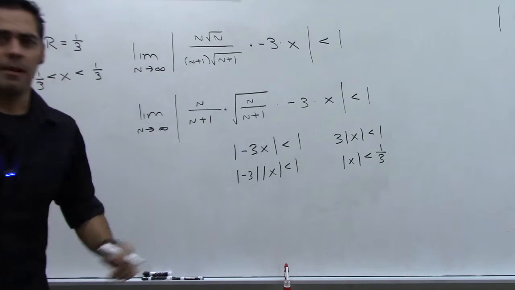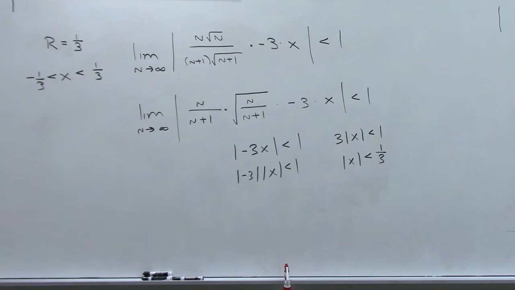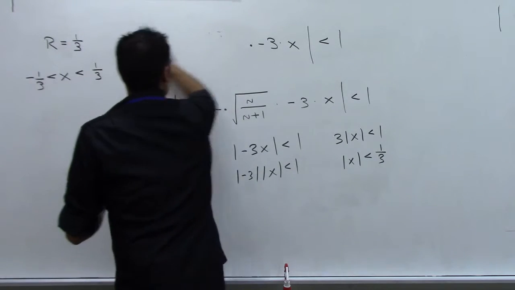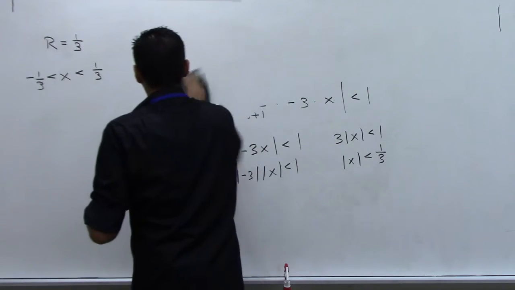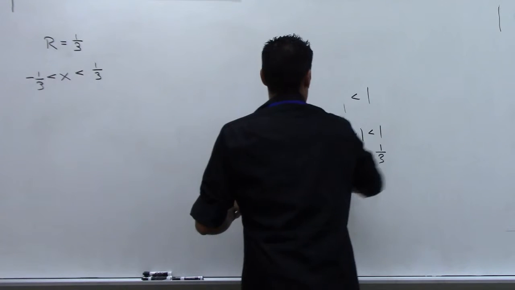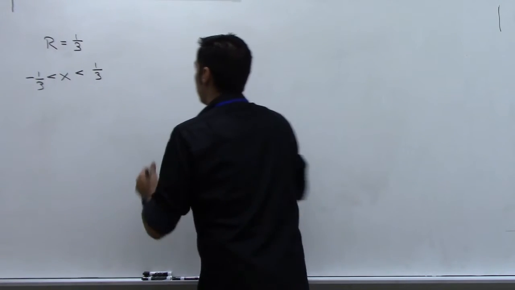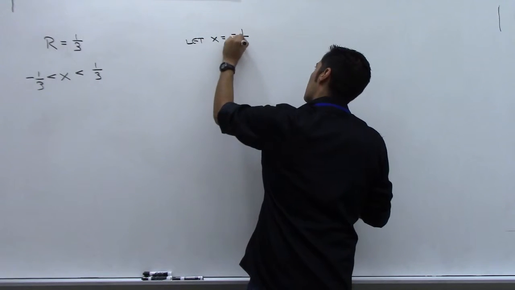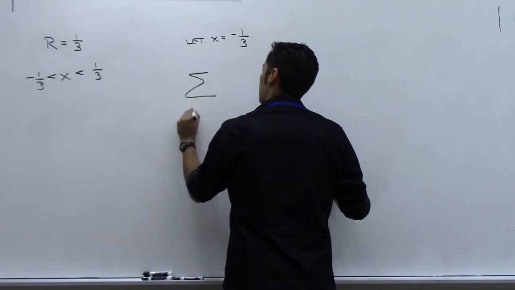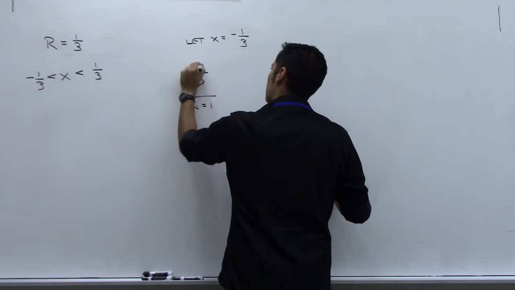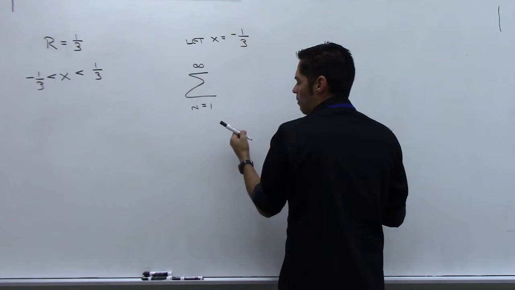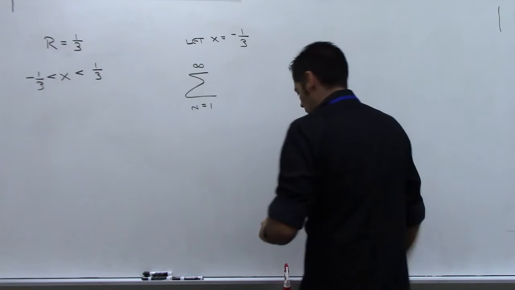But make sure it's coming out on the camera. Yeah, it's coming out. All right. So I need to check my two endpoints now. And I'll do that into the original series. So first, I'll do negative 1/3. Let x be negative 1/3. Sum n equals 1 to infinity. So this is a different brand marker. And they do well, but they don't last very long.